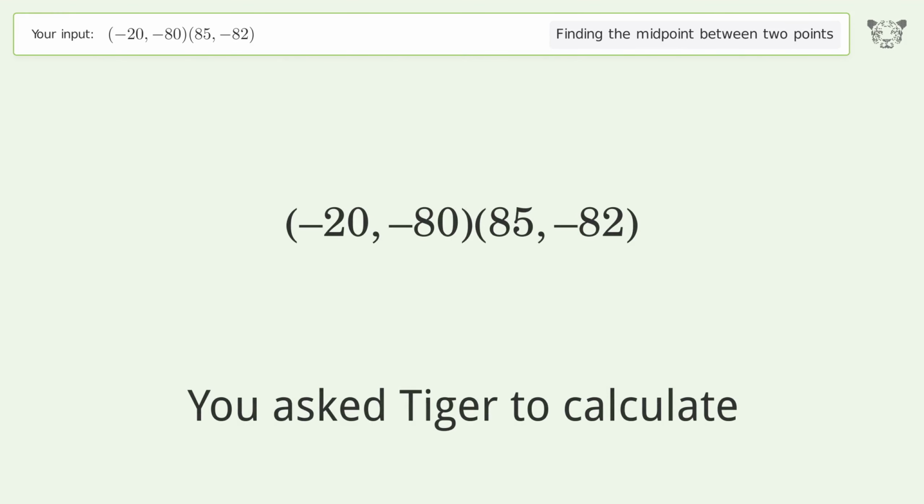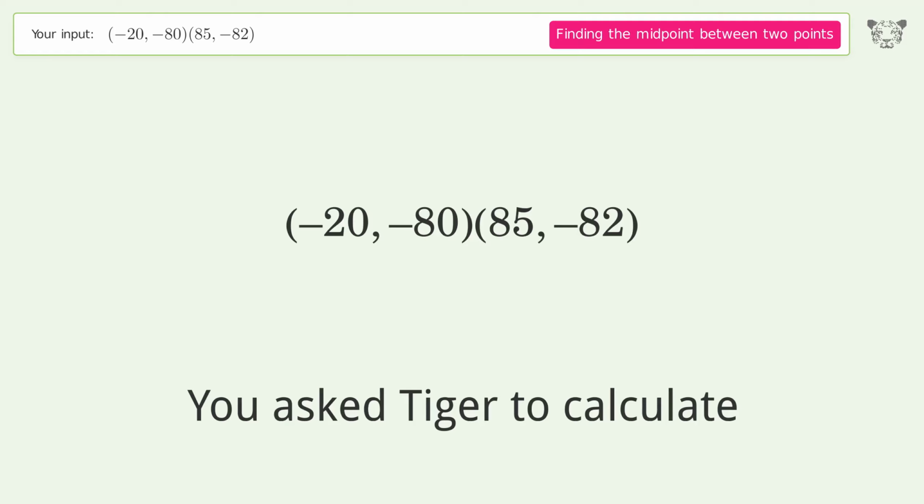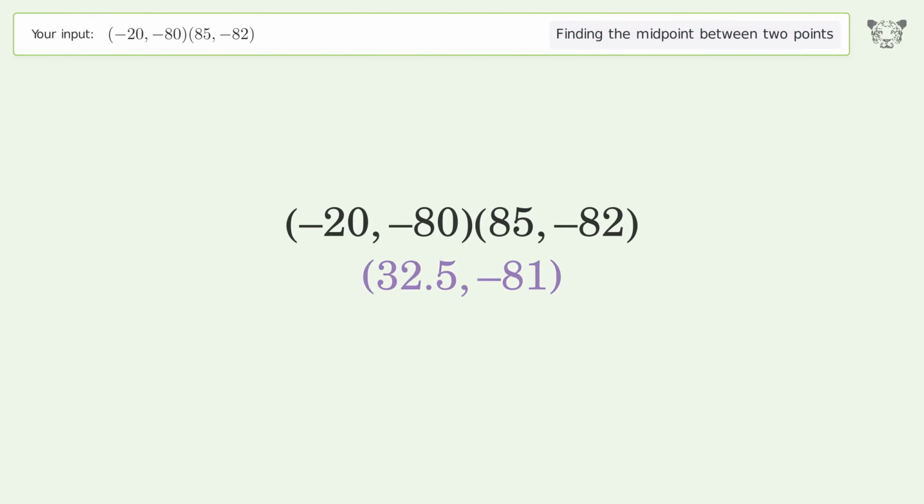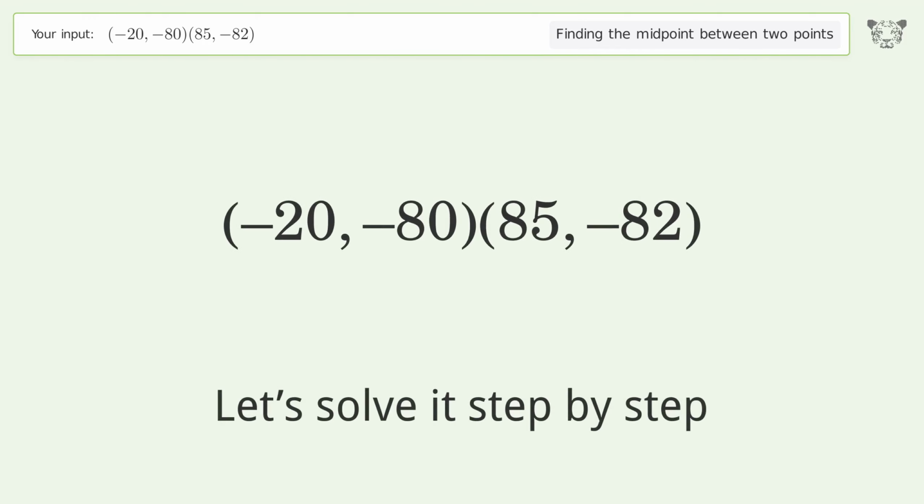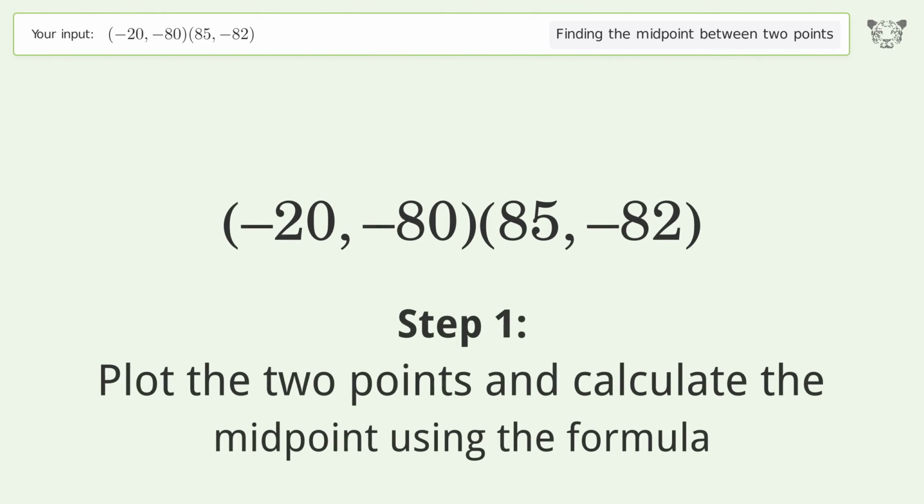You ask Tiger to calculate. This deals with finding the midpoint between 2 points. The midpoint between the 2 points is 32.5, negative 81. Let's solve it step by step. Plot the 2 points and calculate the midpoint using the formula.